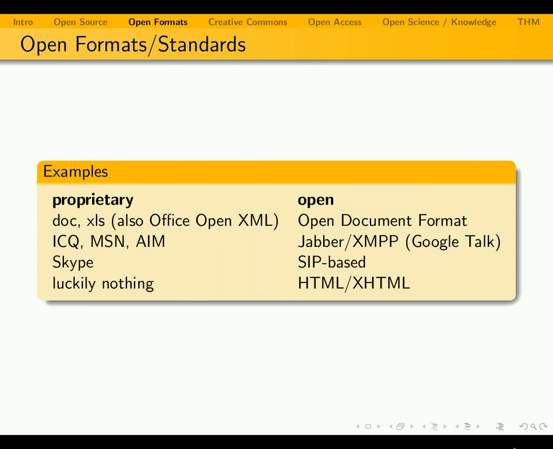Here I have compiled some examples of closed standards, so-called proprietary formats, and their open equivalents. I guess Word and Excel files are known by everybody. They are closed formats developed by Microsoft, and the same is the case for the new format Office OpenXML, although the name implies the opposite. An open format that fulfills the same function is the Open Document Format, ODF, which is used by Office suites like OpenOffice or KOffice. Then I listed some examples for instant messaging.